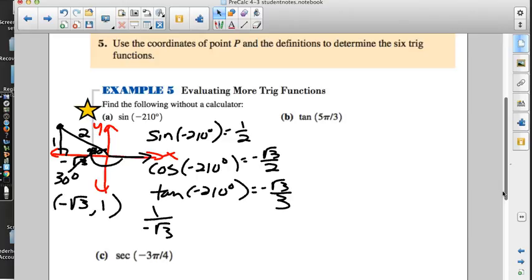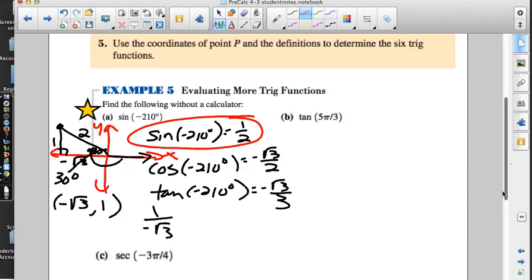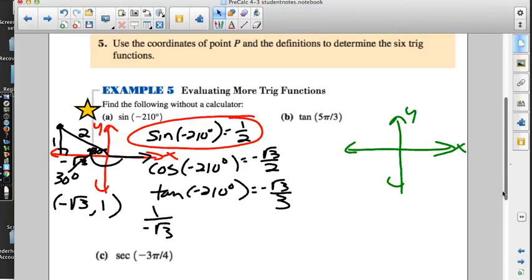Should we do the rest? No. You're good now? Okay. The radians one, huh? Tell me how you're going to think through where that terminal side is.